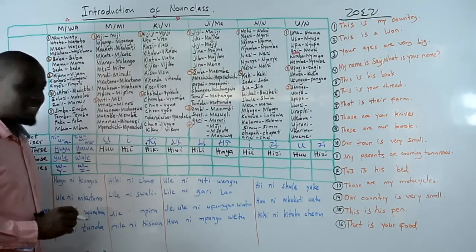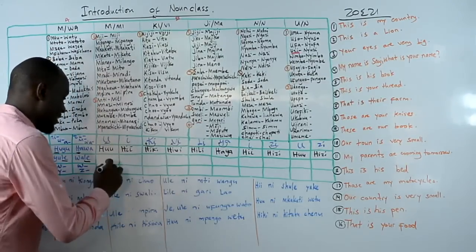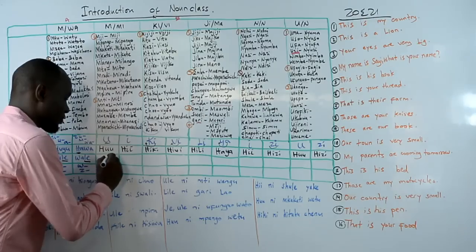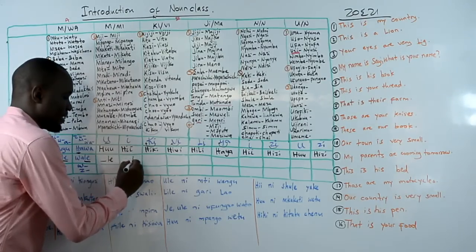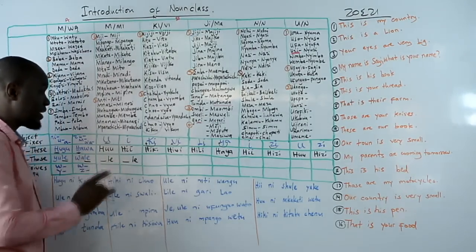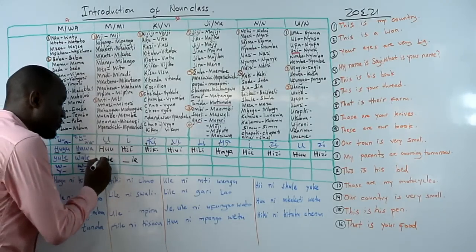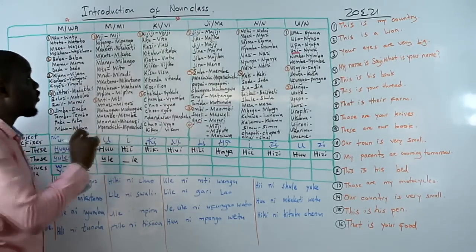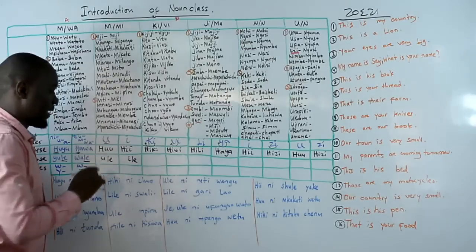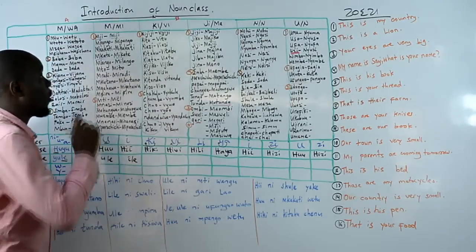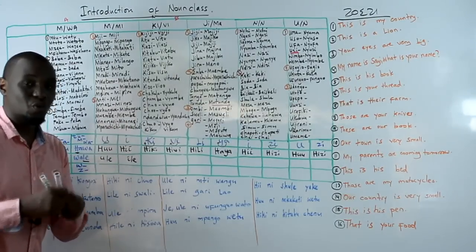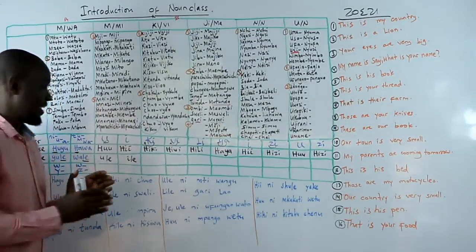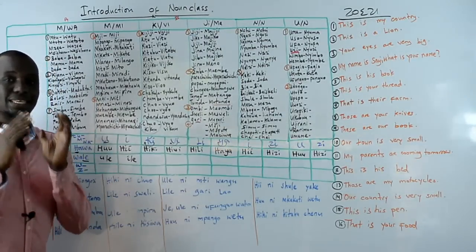I want to tell you something. For all the other noun classes, you'll have something plus le. What is that something? That something is the subject prefix. You will have your subject prefix and le. So ule is that for the M-Mi noun class, and ile will be those for the M-Mi noun class. Every time you want to say those, you say ile.